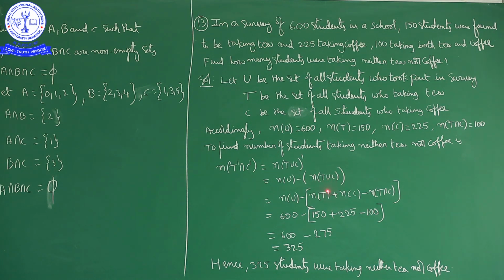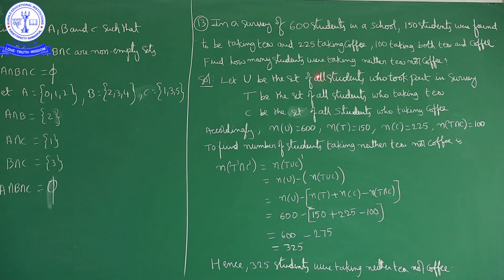So n(T union C) equals n(T) plus n(C) minus n(T intersection C). Now n(U) 600 minus the bracket of n(T) 150 plus n(C) 225 minus n(T intersection C) 100. If you calculate in the bracket, what do we have? 150 plus 225 is 375, minus 100, that is 275. So 600 minus 275, how much? 325. So 325 students were taking neither tea nor coffee.